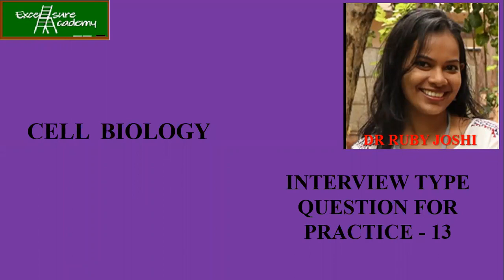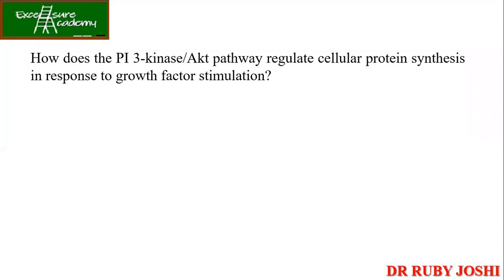So today we are going to do the 13th question, which is for your practice, based on interviews. So let's see the question today. How does the PI3 kinase or AKT pathway regulate cellular protein synthesis in response to growth factor stimulation? Well guys, this is very direct. If you know what the PI3 kinase and AKT pathway is, you can tell the answer. So how is it going to do this? Once the growth factor binds, what happens then? It is going to activate the downstream signaling molecules, which in the case of protein synthesis are S6 kinase and EIF4E.